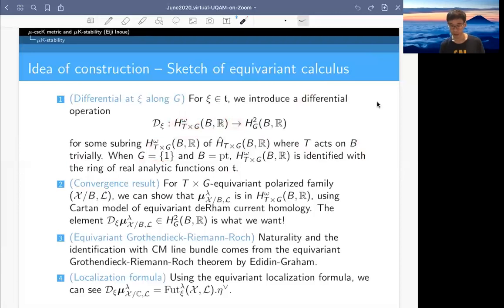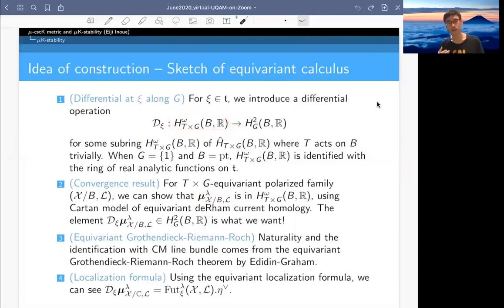And then I want to apply this operation to the new lambda character I defined in the previous slide. I know that to apply such an operation we need to show that this characteristic actually lives in this class.